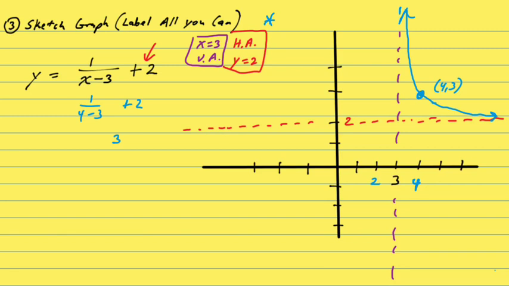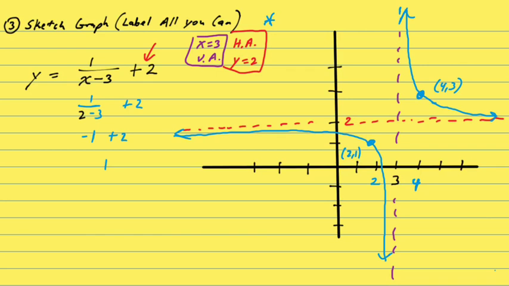How about a 2? If you put in a 2, what do you get? Negative 1 plus 2. What is negative 1 plus 2? 1. So I think that's going to go through 2, 1, which means it has to curve from one asymptote towards the other asymptote. And here's a graph for number 3.